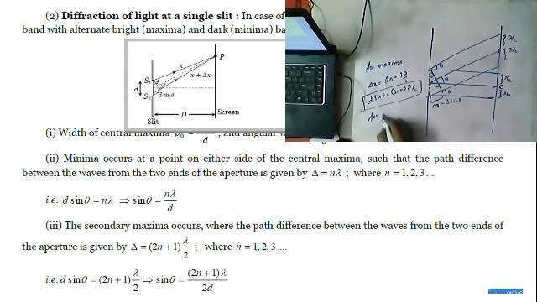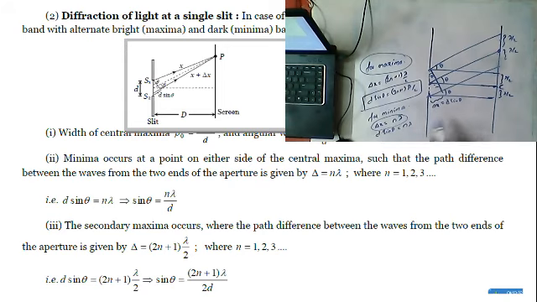For minima, whenever they are out of phase, it is getting maxima, and whenever they are in phase, we are getting minima. That is delta x is equal to n lambda. That is d sine theta is equal to n lambda for minima. So the logic is very simple, guys. If delta x is equal to 2n plus 1 lambda by 2, we are getting maxima. And if delta x is equal to n lambda, we are getting minima.